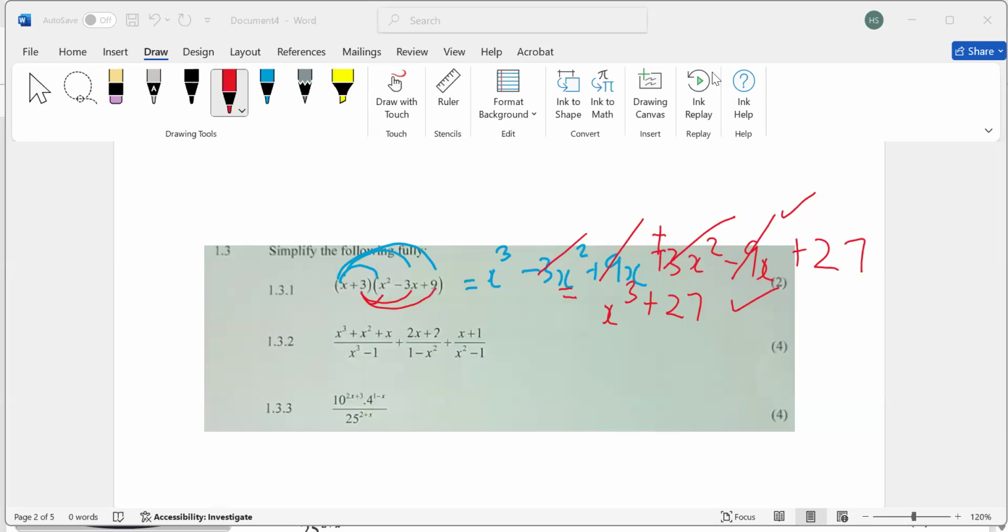1.3.2, they say simplify the following. Now, the problem with this one is that we have a numerator and also a denominator. So how do we reconcile the denominator and the numerator? We're going to check if there's anything that we can do to simplify the numerator.